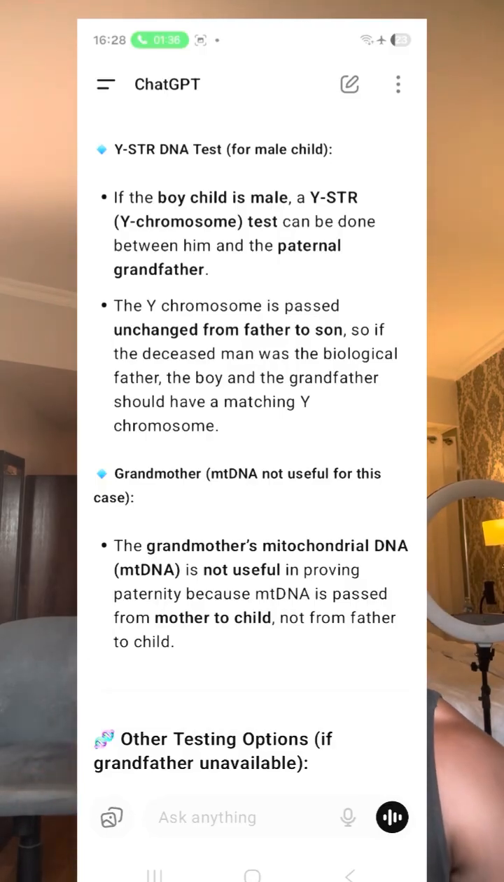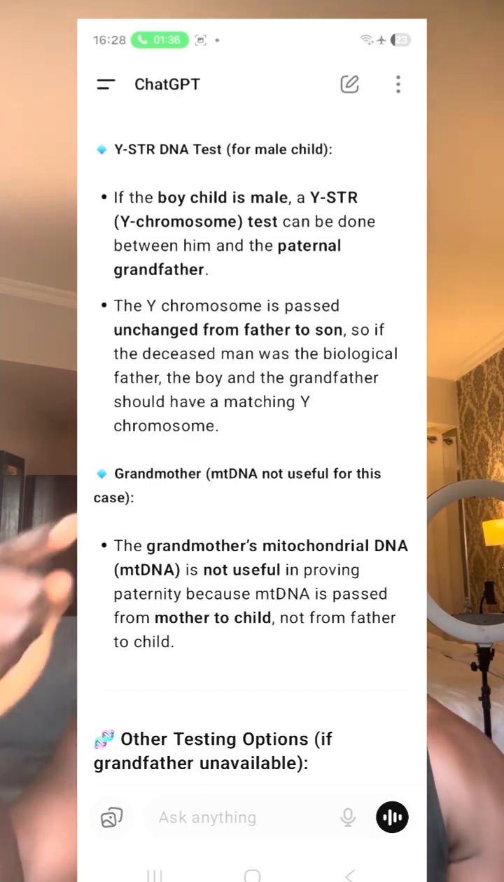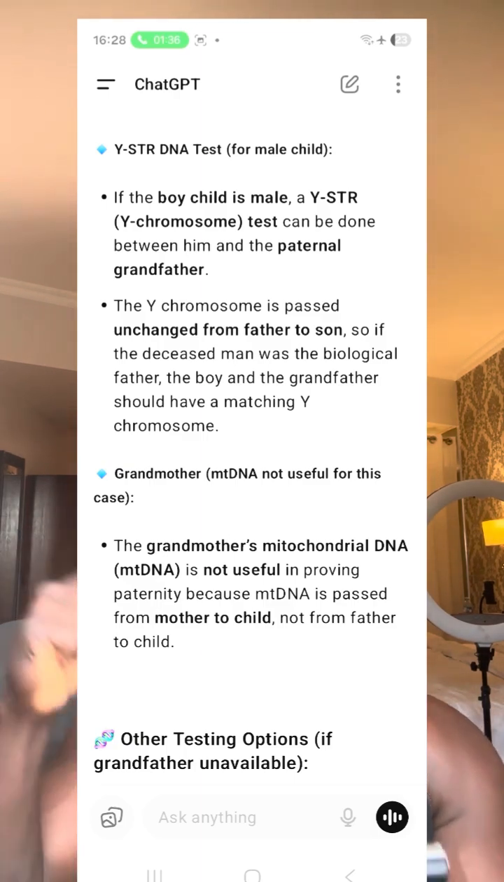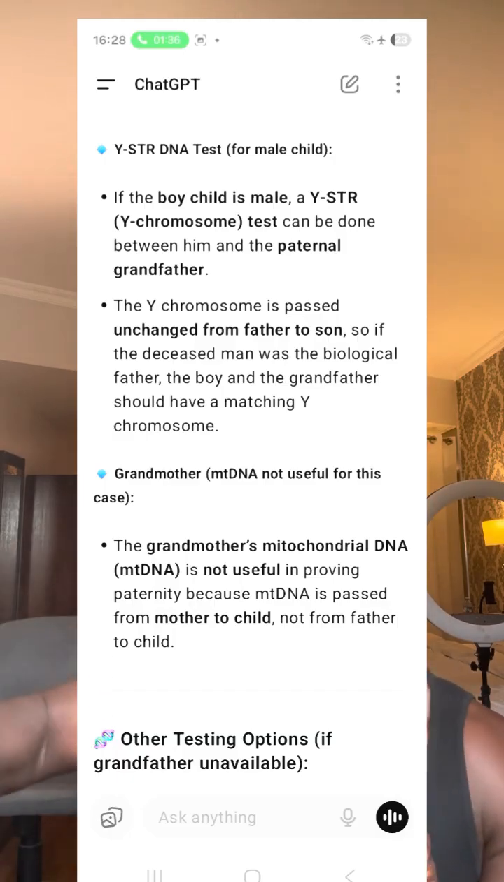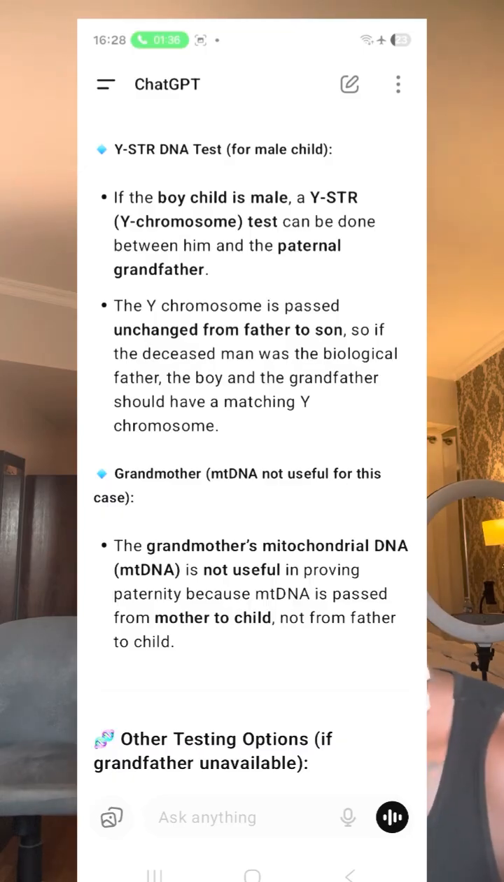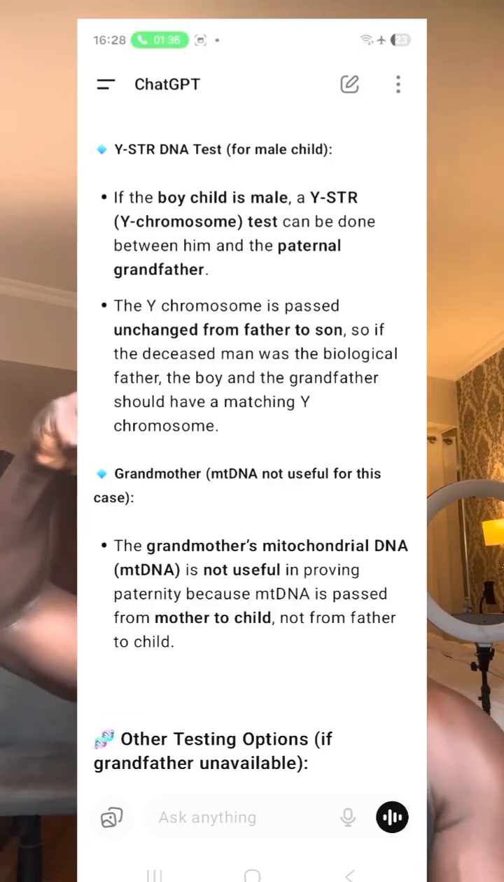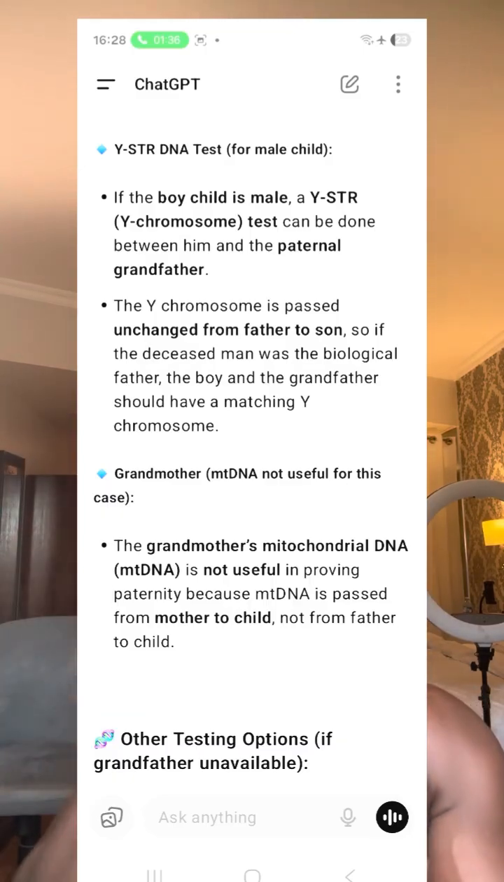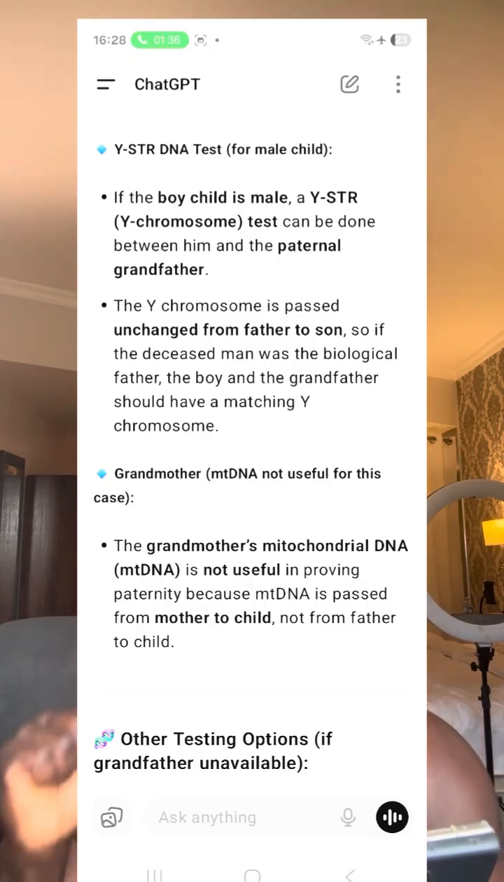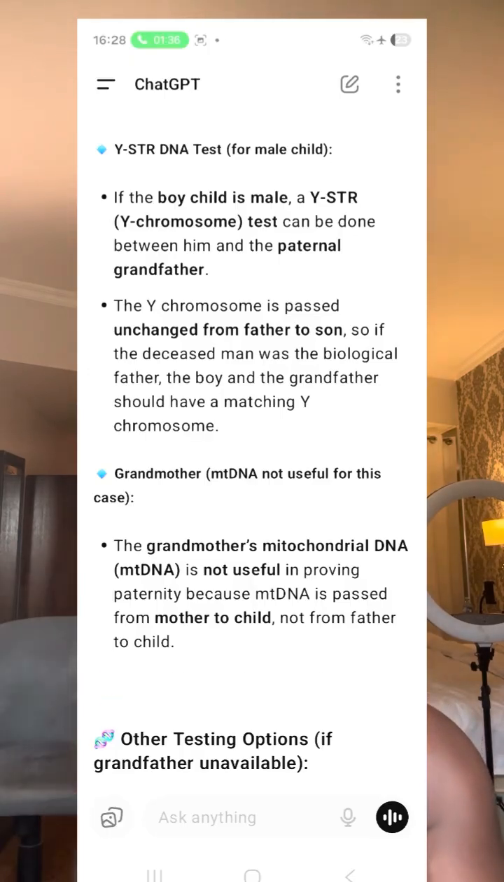So it is not possible to say that if you use a woman to test, that one will show that he got the son. But let's continue. Now for the grandmother, mtDNA is not useful in this case. The grandmother's mitochondrial DNA, mtDNA, is not useful for proving paternity because mtDNA is passed from mother to child, that is the normal one, and not from father to child. So it cannot decide, but we'll continue.